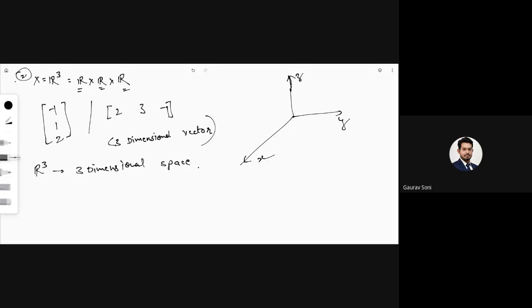This is your second example. Now the problem is talking about the four-dimensional space. Can anyone tell me what is the four-dimensional space? What is four-dimensional space now?